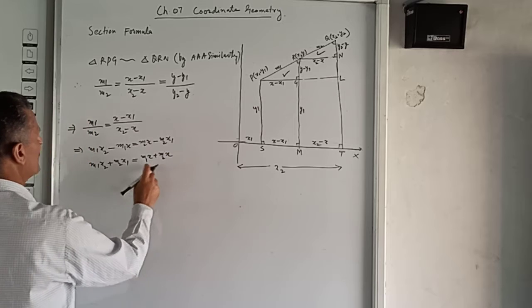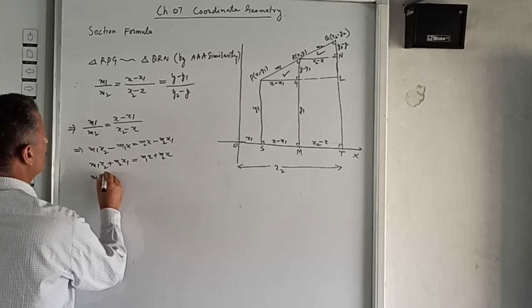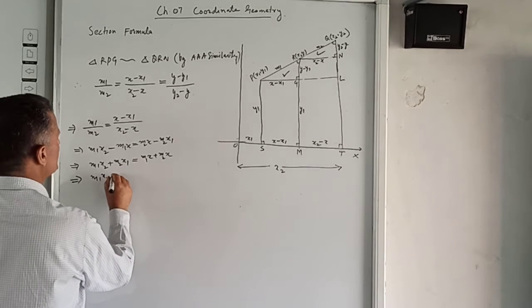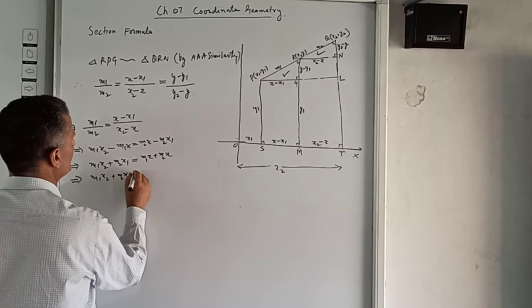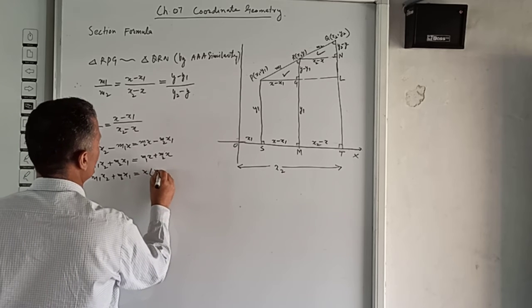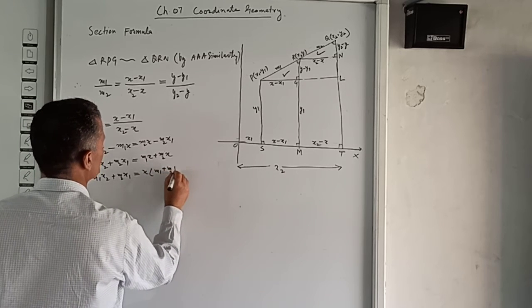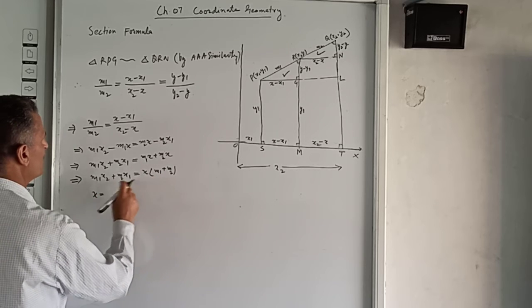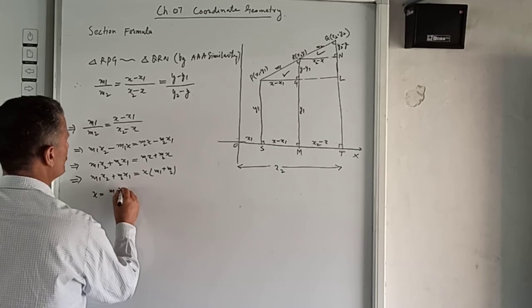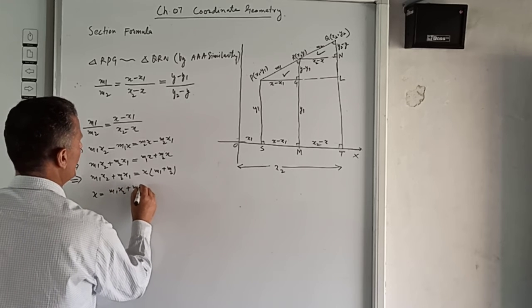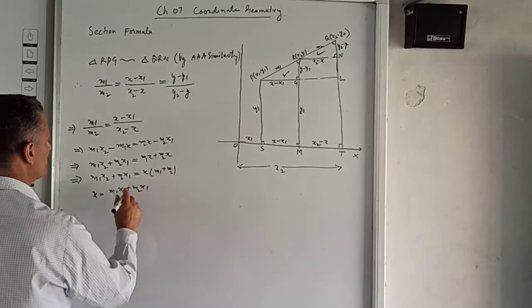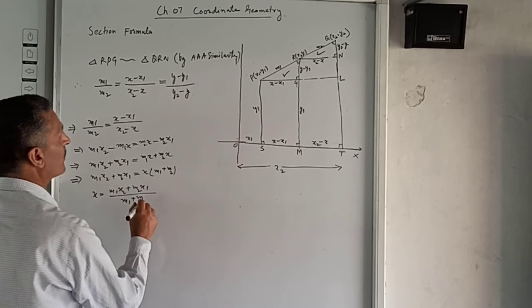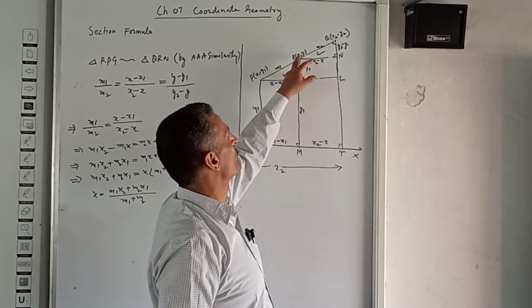Take x common. This implies m1 x2 plus m2 x1 equal to, take x common, m1 plus m2. So x coordinate equals, you divide this, m1 x2 plus m2 x1 divided by this factor, m1 plus m2. So this is the x coordinate of this. We have found the x coordinate of this.